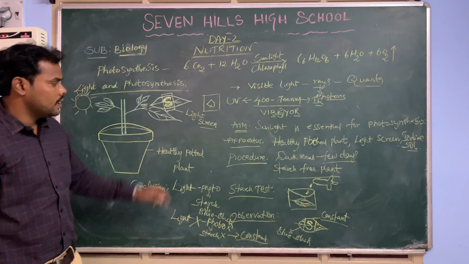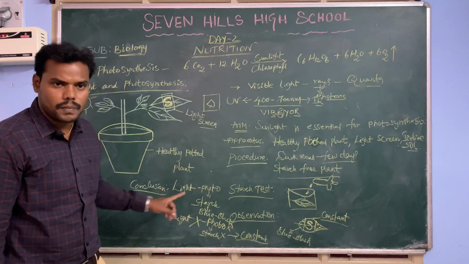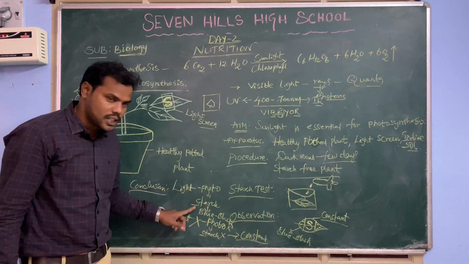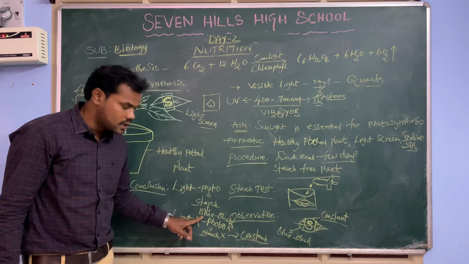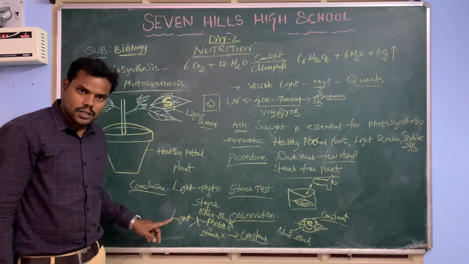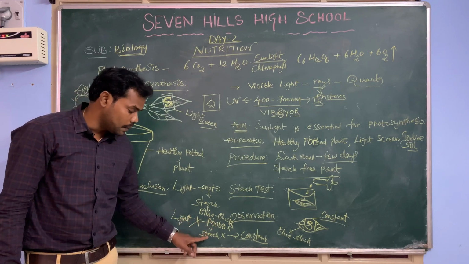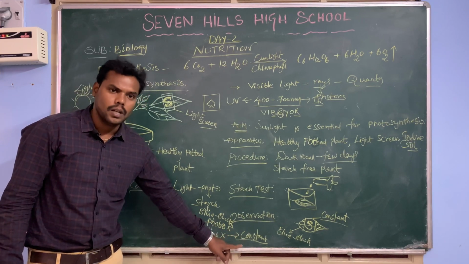That means where the light penetration happens, there only it performs photosynthesis, prepares the starch, and turns into blue black color. Where the light is not available, there is no chance of performing photosynthesis or preparing starch, and it remains constant.